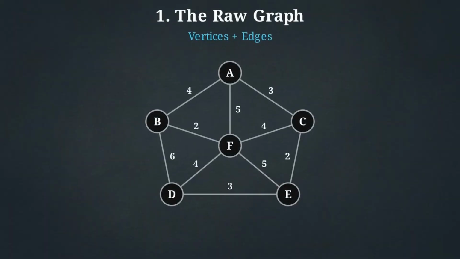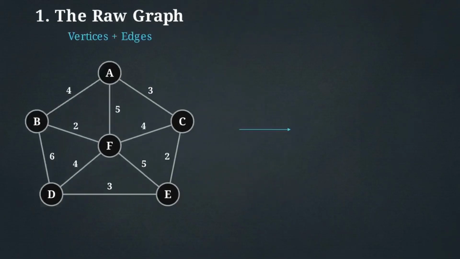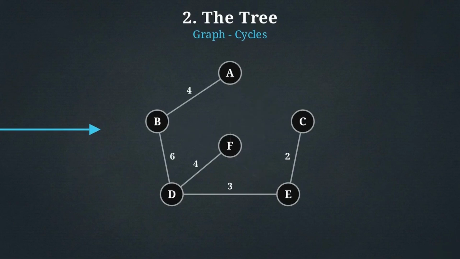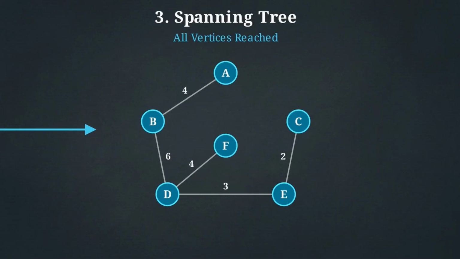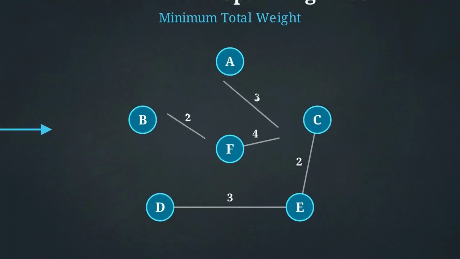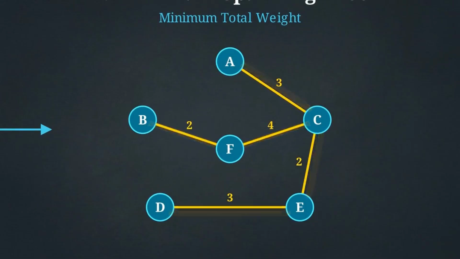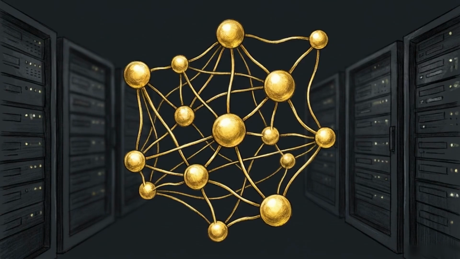To cement this sequence in your mind, remember how we prune complexity into perfection. We start with the raw graph, representing the total network. We apply our first filter, removing the cycles to create a standard tree. We enforce our connectivity rule, ensuring all original vertices are reached with exactly n-1 edges, giving us a spanning tree. And finally, we apply our greedy logic to select the lowest possible physical or financial weight, leaving us with the minimum spanning tree. Now that you understand what the minimum spanning tree is, we are ready to solve it.